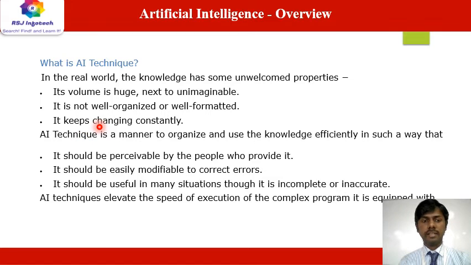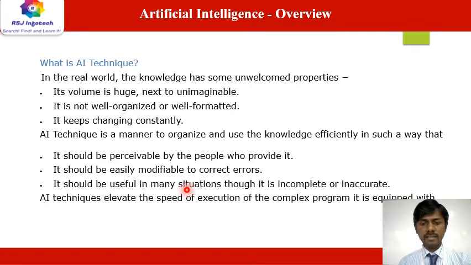Another reason artificial intelligence has evolved is continuous change: humans cannot predict what kind of changes will come, but a machine can. So an artificial intelligence technique is a manner to organize and use knowledge efficiently in such a way that it solves the problem. It should be perceivable by the people who provide it. We are the people feeding the input, saying, okay, this is an input and you have to give this kind of output. So it receives the input from us, and then it should be easily modifiable, correct the errors that arise, and be useful in many situations.